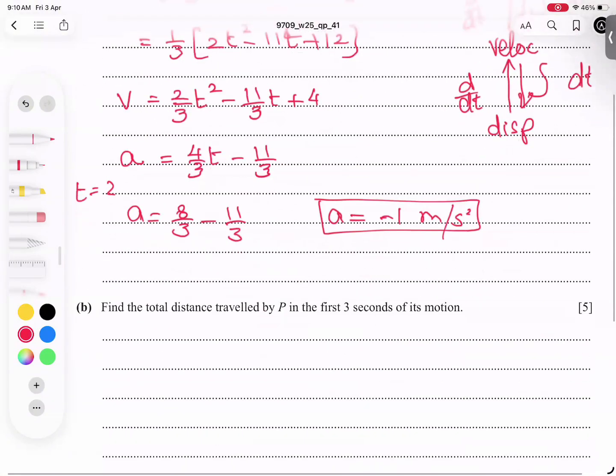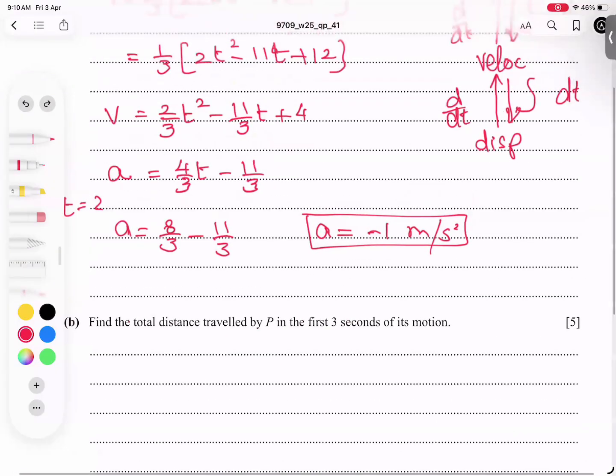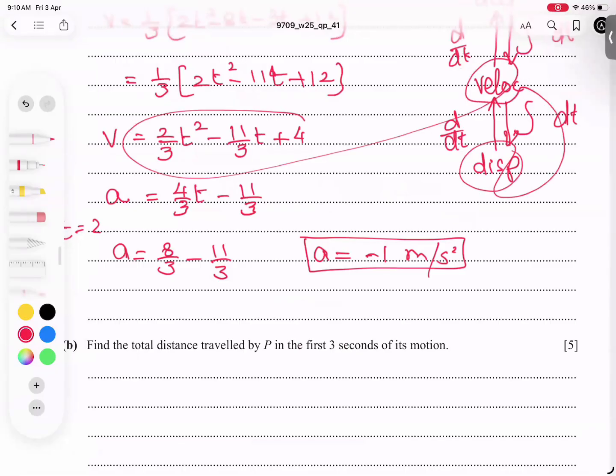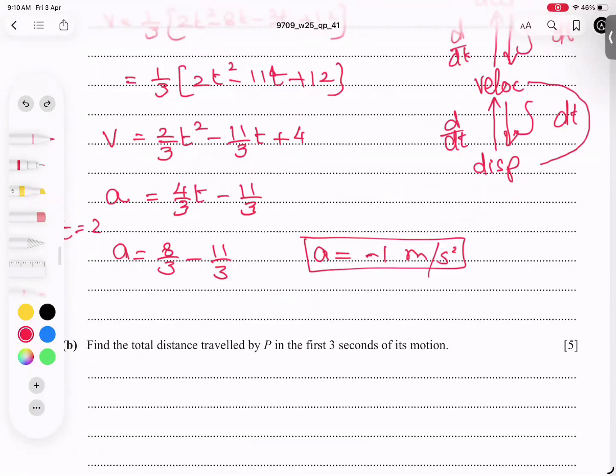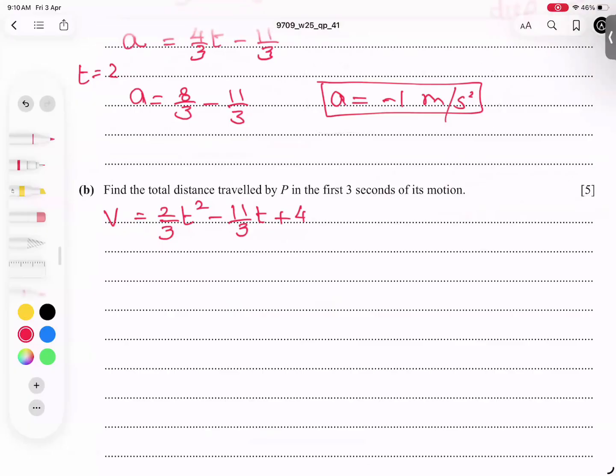In part B, we have to find the total distance traveled in the first 3 seconds. So it means right now we are on the velocity level, and I need displacement. So I have to come down for integration. So what is the way? Look at this now. We have a formula, an expression given by him. If I integrate, I get S.